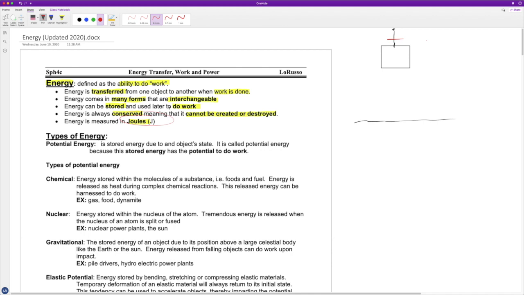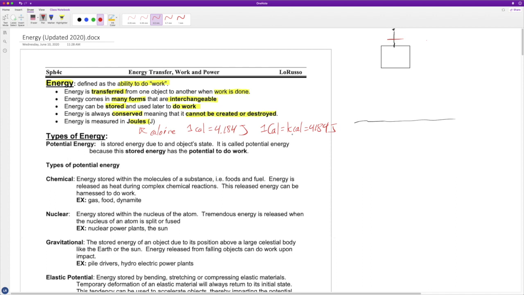So energy comes in many forms. Energy can be transferred from one form to another when work is done. So the unit for energy is joules. The other unit that you're familiar with, right, is something called the calorie. Now, one little calorie, small c calorie, is equal to 4.184 joules. But the confusing thing about calories is sometimes it's spelled with a capital C. Capital C means a kilocalorie, which is equal to 4,184 joules.